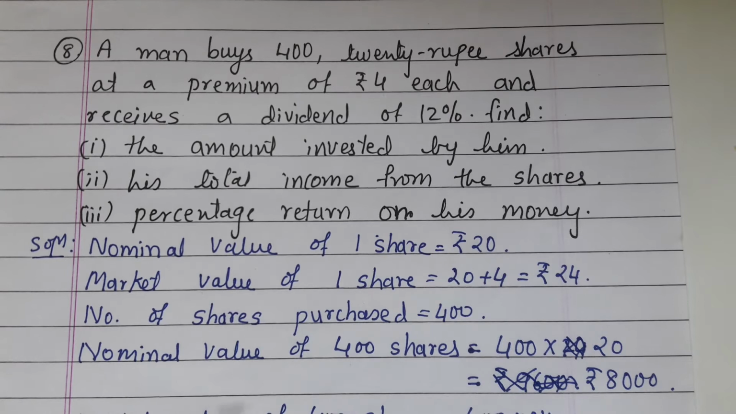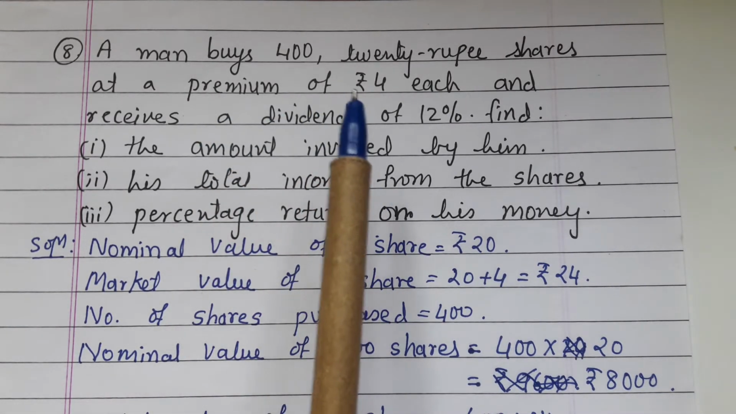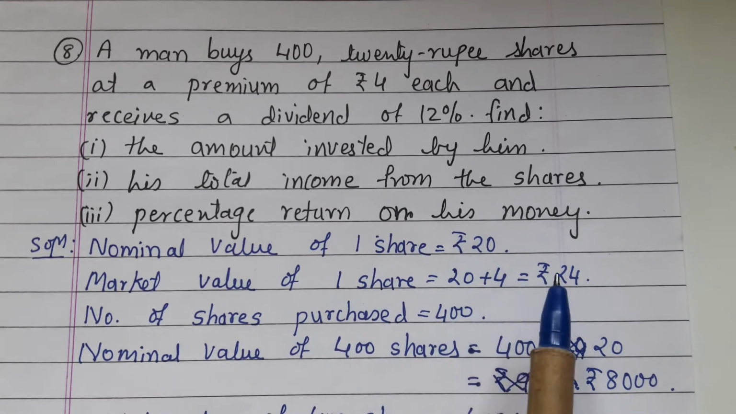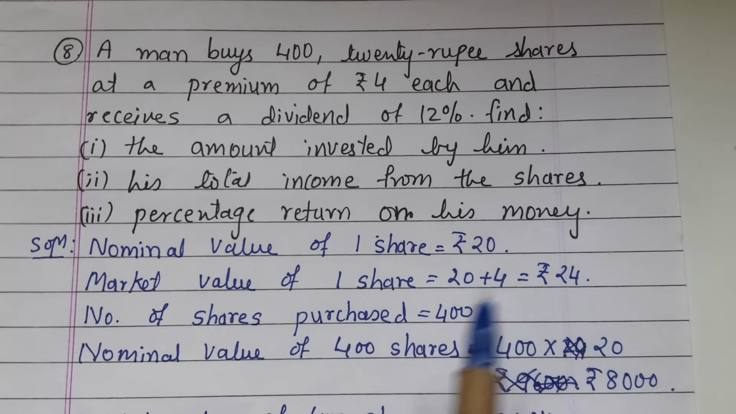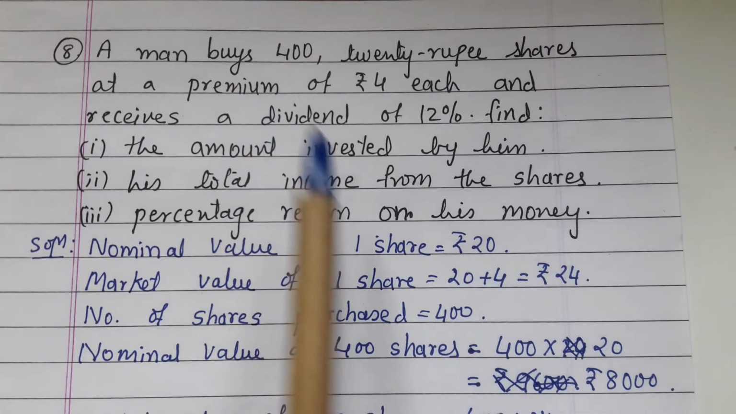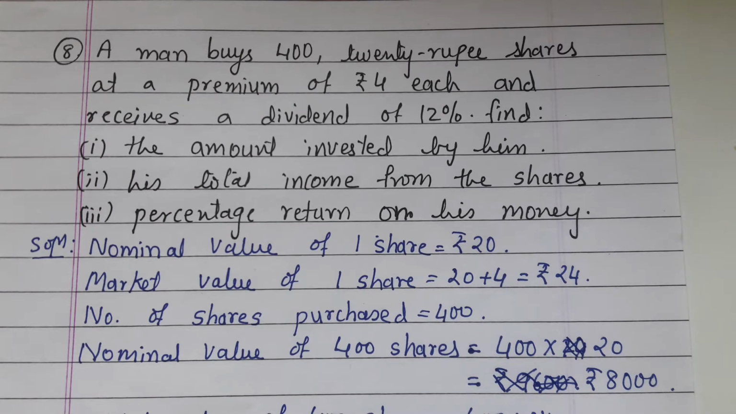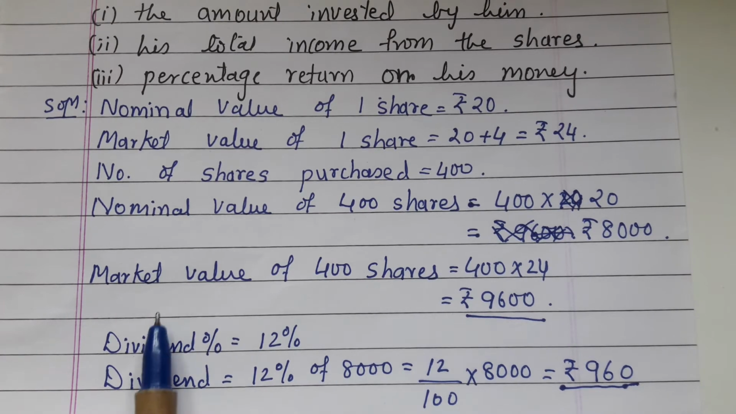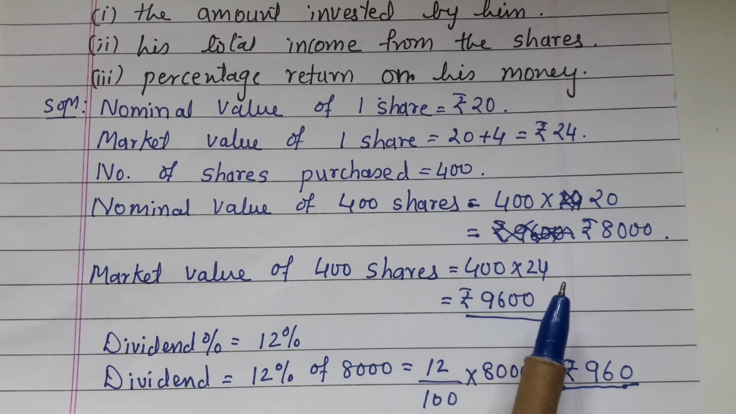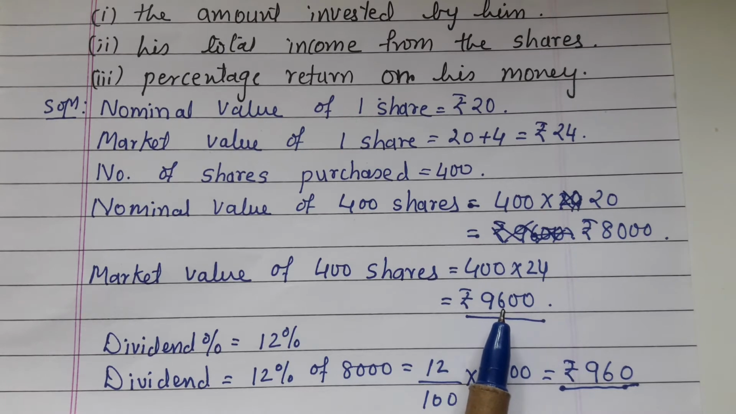Nominal value of one share rupees 20. Premium of 4, so 20 plus 4, 24. Market value of one share 24 rupees. Numbers of share purchased 400. Therefore, nominal value of 400 shares is equal to 400 into 20, rupees 8000. Market value of 400 shares, 400 into 24, 9600.